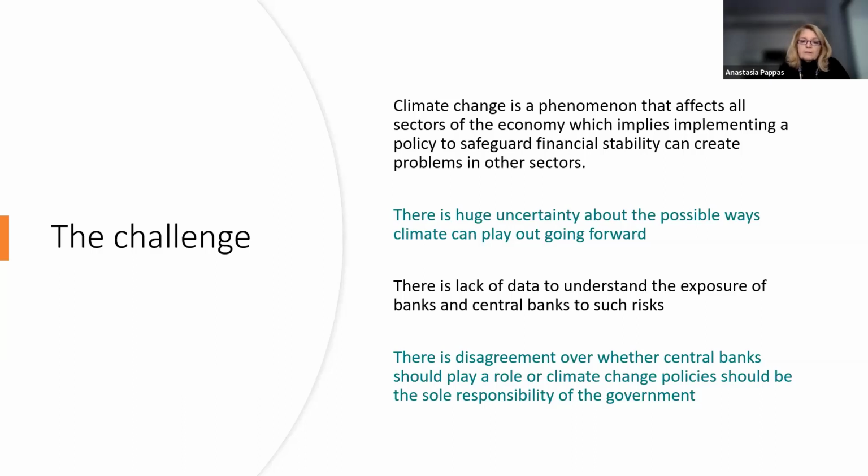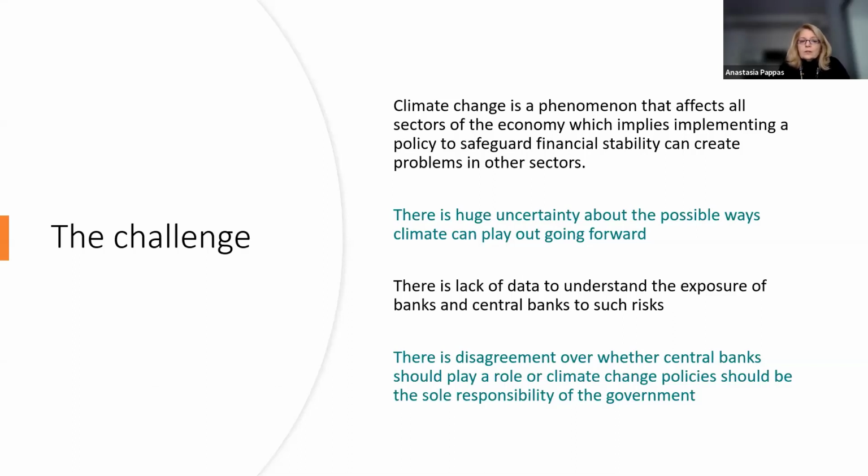Why is that? Climate change is a phenomenon that affects every sector of the economy. Some sectors more, some sectors less, but this implies that a policy that is aimed at safeguarding one sector of the economy might inadvertently damage another sector of the economy. There is huge uncertainty about how climate will evolve going forward. That means, are we close to a tipping point? A catastrophic climate event where there is no going back from.